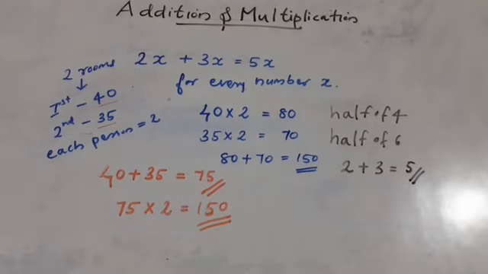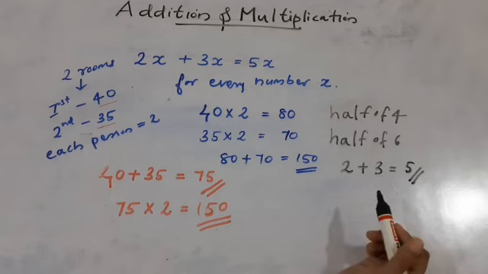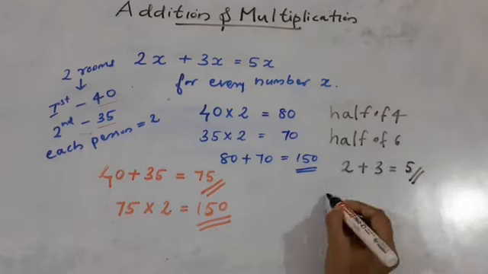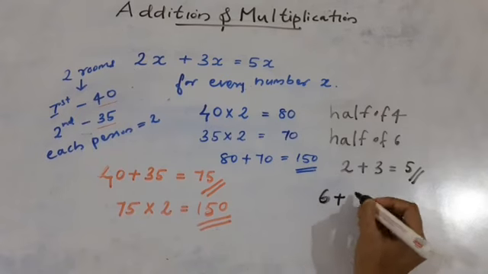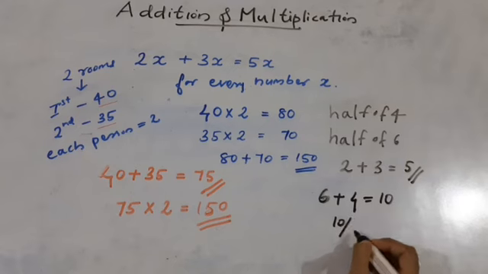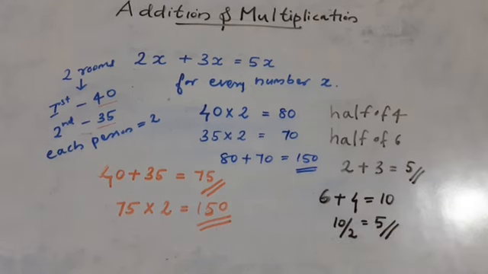If we want to add half of 4 and half of 6, we are getting the answer 5. Instead of adding like this, we can first add these two numbers, that is 6 plus 4, which is equal to 10. Then we will find the half of 10, which is equal to 5.